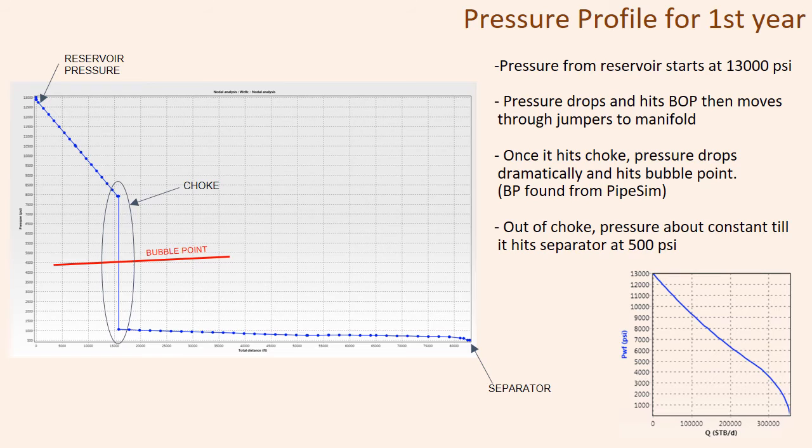In our pressure profile, we are able to see the dramatic decrease in pressure once it enters the choke and into the separator. We can also see it passing through the bubble point pressure of 4,800 psi.